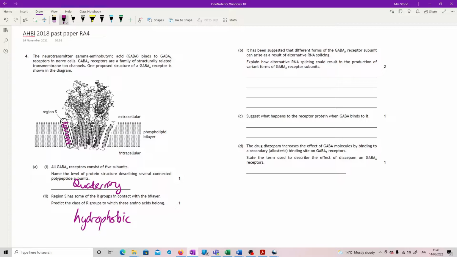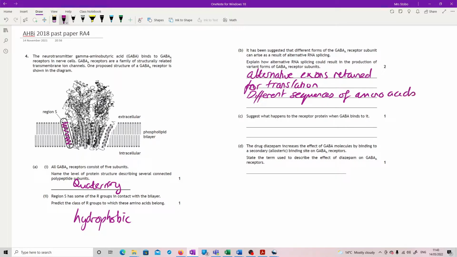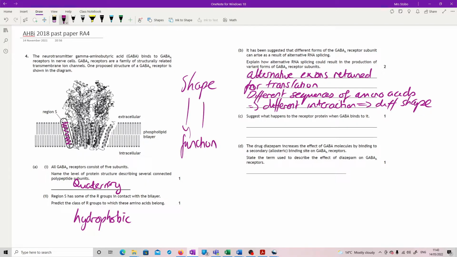Okay. It has been suggested that different forms of the GABA-A receptor subunit can arise as a result of alternative RNA splicing. Explain how alternative RNA splicing could result in the production of variant forms of GABA-A receptor subunits. Now, it's not far off a higher question here. Okay, so first off, alternative splicing means that you get alternative exons retained in code, retained, let's say, for translation. Okay, because you've got that, you will have different sequences of amino acids. So therefore different interactions. Different interactions means different shape, and always shape determines function, so their function also determines shape. It's a chicken and egg thing.